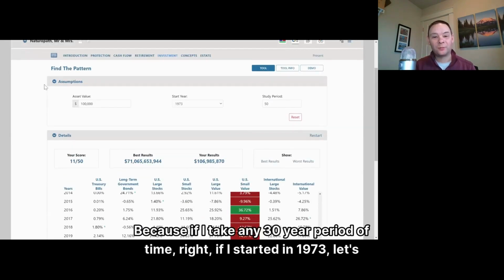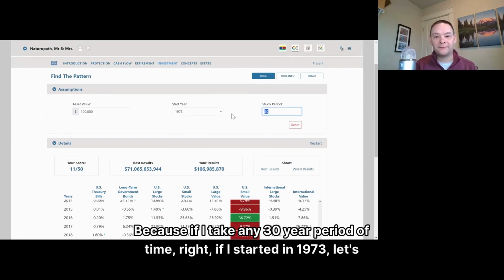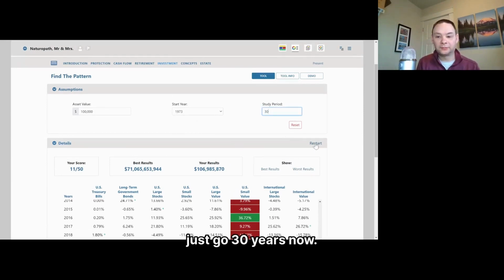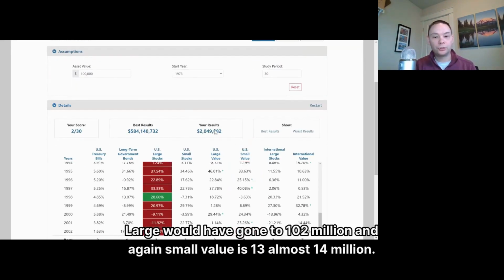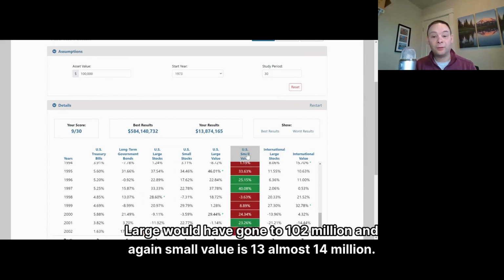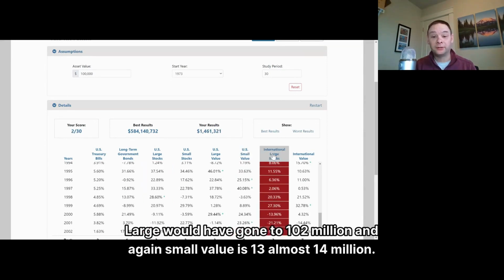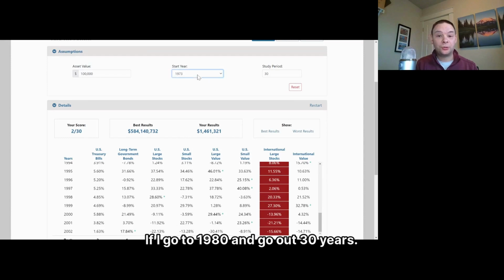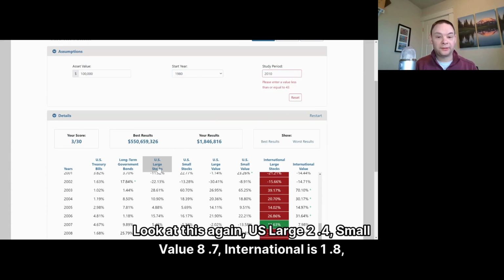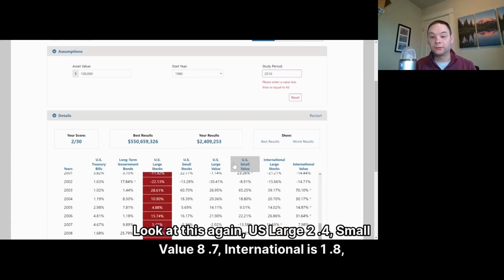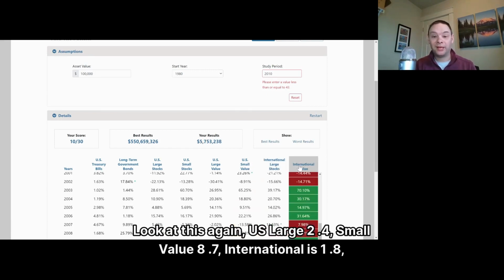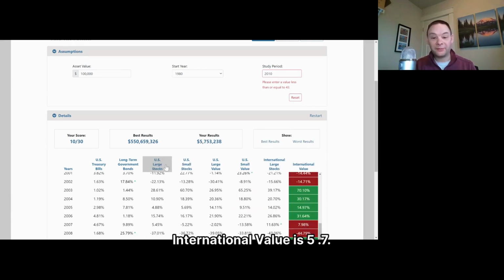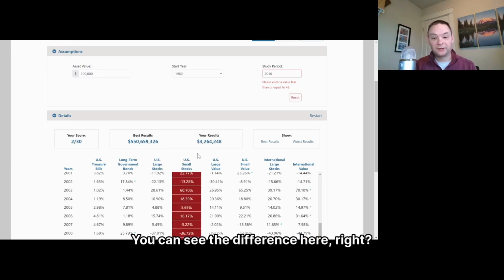Because if I take any 30-year period of time, right, if I started in 1973, let's just go 30 years now, right? US large would have gone from 100 to 2 million. And again, small value is 13, almost 14 million, right? If I go to 1980 and go out 30 years, look at this again, US large, 2.4, small value, 8.7, international is 1.8, international value is 5.7. You can see the difference here, right?